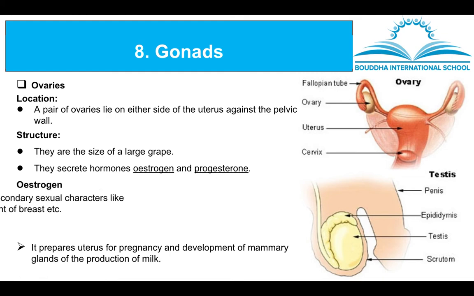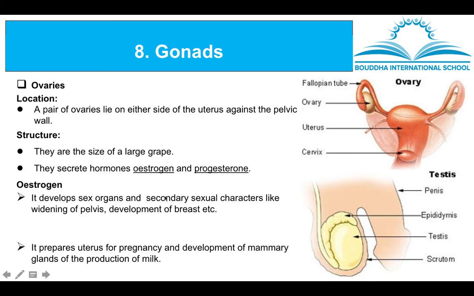Estrogen develops sex organs and secondary sexual characters in the female body like widening of the pelvis. Your pelvic area will be wider so that there will be room to grow the baby, and development of breasts, etc. Menstruation cycle begins, and it stimulates the maturation of ova. Ova means eggs. It helps to make the egg mature plus release as well.